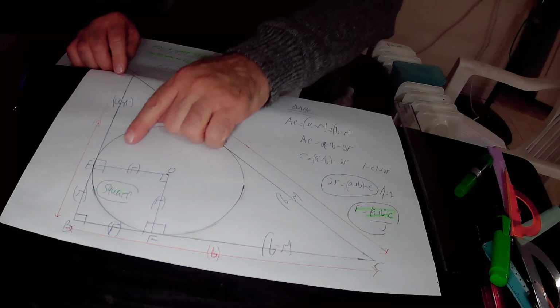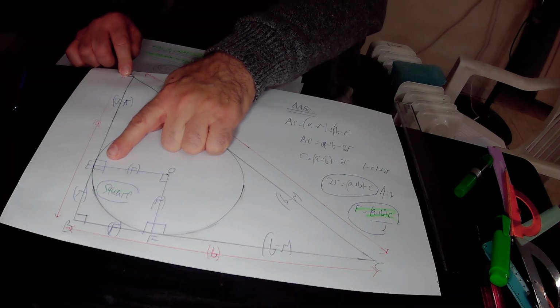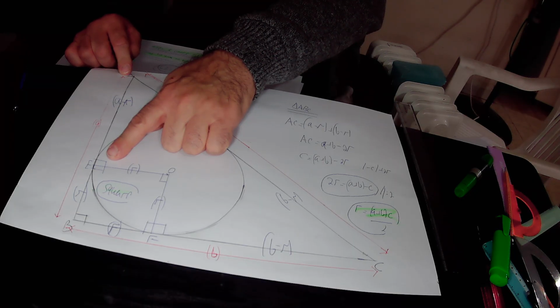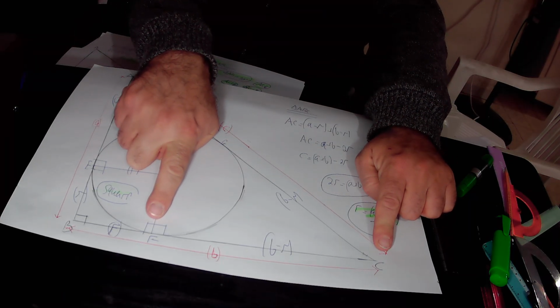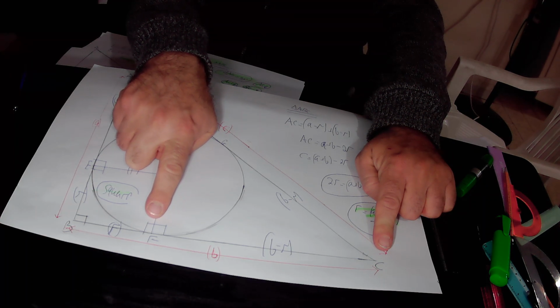So this is line segment AE. AE in total equals AB plus BE, where AB is A and BE is R, so in total AE equals A minus R. Likewise, the length of this line segment FC equals BC minus BF, where BC is B and BF is R, so in total FC equals B minus R units.